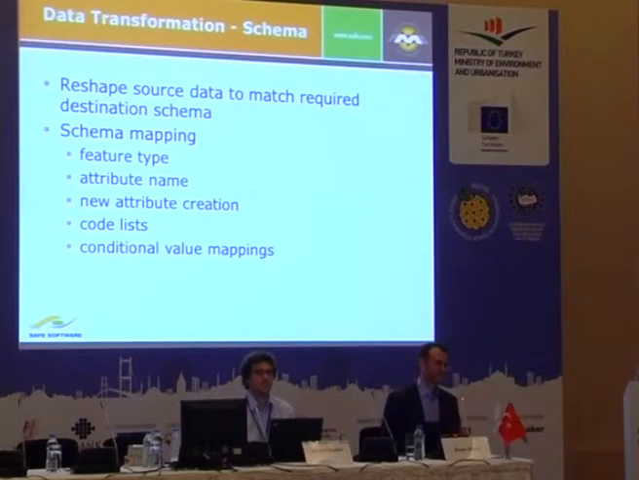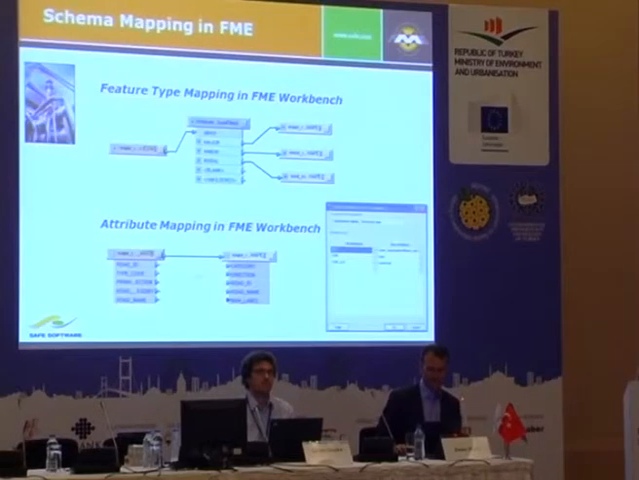And then there's code lists. So you might have highway, boulevard, road, and then in the destination might be a code list. So you have 101, 102, 103, or the reverse. And then you get into conditional value mapping, and that's easier to show by example.